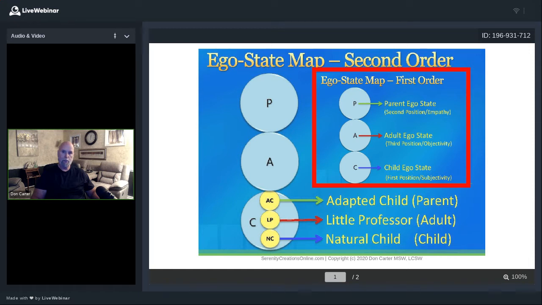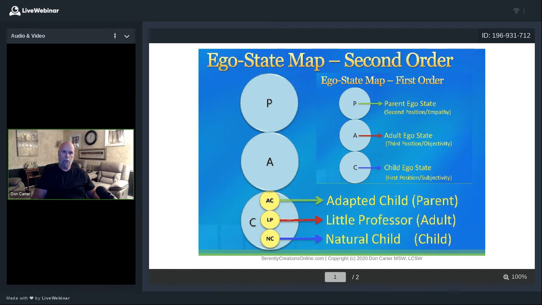So every child needs a parent. And the parenting that we get is stored up in the parent ego state, and the childhood experiences in the child ego state. Now, this one in the middle is the adult ego state. I call that one the CEO of the self. It's third position, or the position of objectivity. This is the part of us that's unencumbered by emotions. I like to call it the CEO because it's where all the executive functioning takes place. And that would be problem solving, decision making, grocery getting, bill paying, life functioning. And that's all, like I said, unencumbered by emotions. So that's what the first order ego state map looks like.